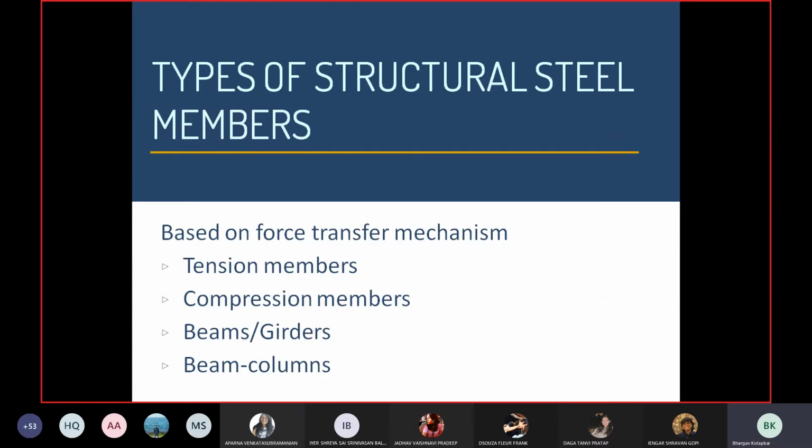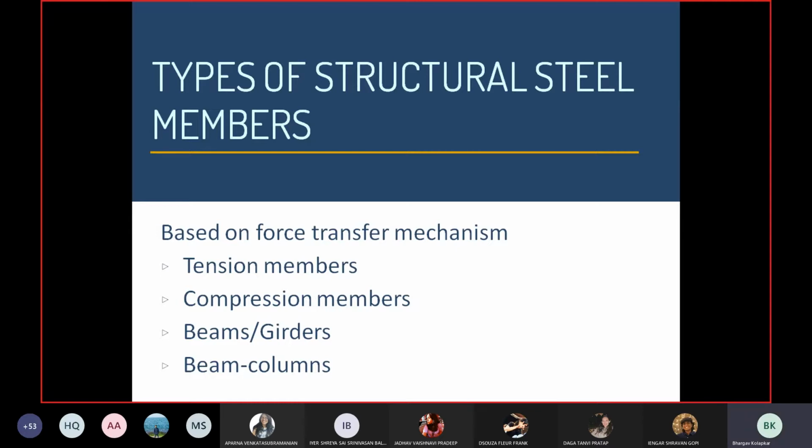Now, as I said before, we are going to look at the design of steel structures first from a material point of view, and then from a member point of view. I think we have had enough information about how steel behaves as a material, what its advantages are, and what its shortcomings are. So now we jump on to the various types of structural steel members that we are going to deal with. And these members are classified based on how they transfer forces to other members.